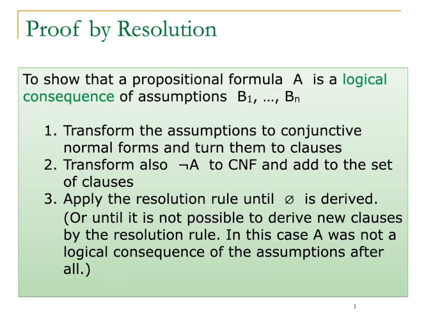So we may use the refutation completeness to prove formulas in the following way. To show that the propositional formula A is a logical consequence of assumptions B1 to Bn, we first transform the assumptions to conjunctive normal forms and turn those to clauses. Second, we transform also the conclusion A, or rather its negation, to a conjunctive normal form and add that to the set of clauses. So now we have assumptions, several clauses, and then we apply the resolution rule to these clauses until the empty set, i.e. a contradiction, is derived. It may also happen that it is not possible to derive new clauses by the resolution rule, so not even the empty set, and in this case A was not a logical consequence of the assumptions after all.